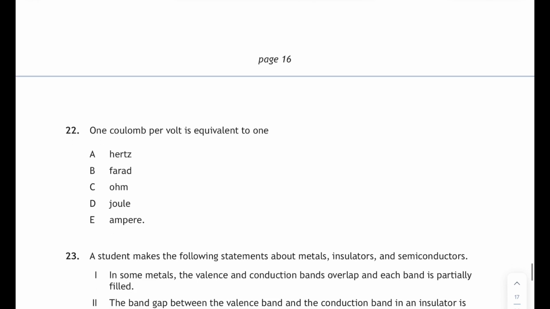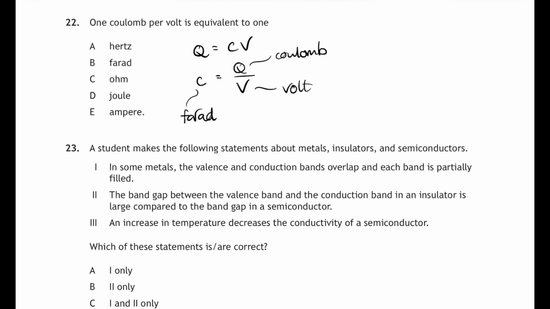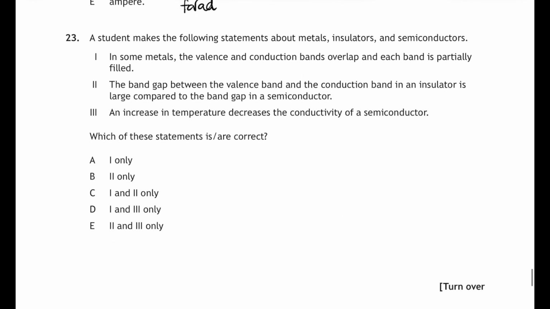Question 22. 1 coulomb per volt is equivalent to? Well, if you have a look on the relationship sheet, you'll see a relationship that's got charge and voltage in it. And that relationship is Q equals CV. And if we rearrange that, we get C equals Q over V. That's coulombs per volt. And the C stands for capacitance, and capacitance is measured in farads. So 1 farad is 1 coulomb per volt.